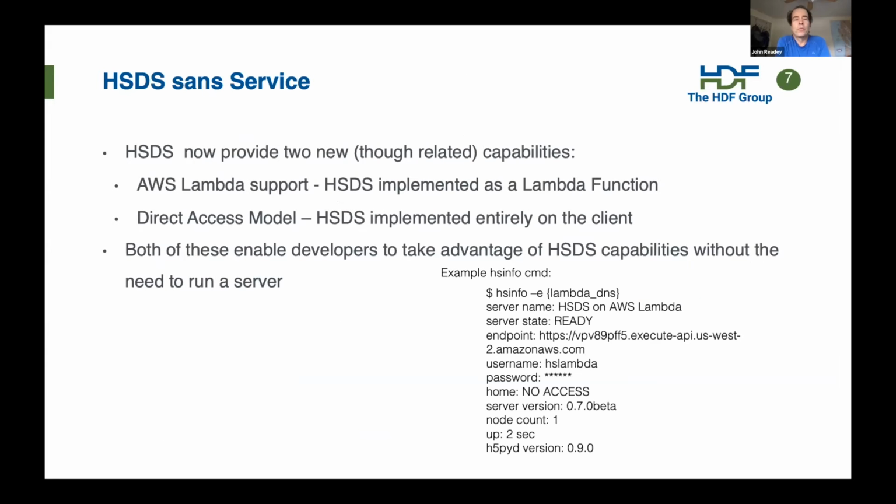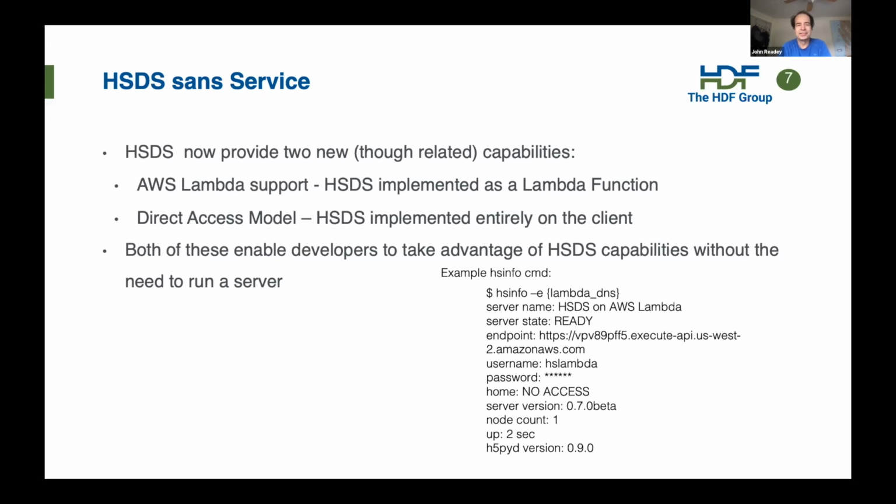So we're going to explore HSDS without the service aspect. There are two ways of doing this: one is to use AWS Lambda, and two is what we call the direct access model. We'll talk about both of these in detail. The whole idea is that you provide the same capabilities as HSDS, but without the server.